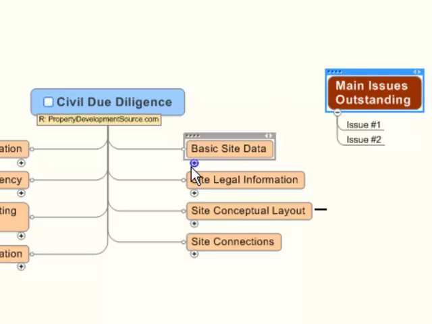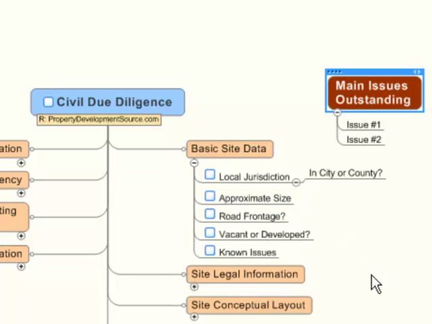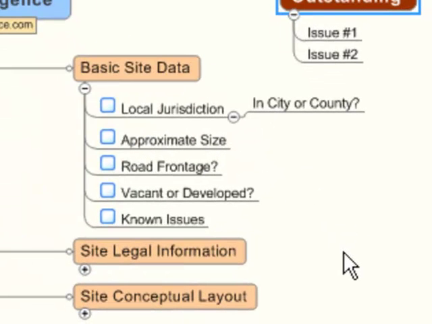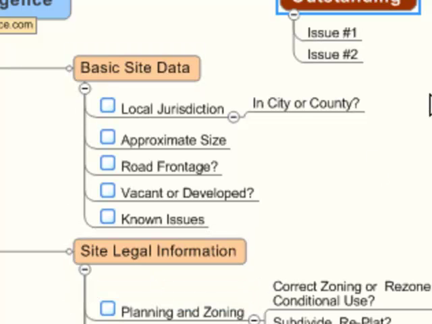Okay, you're going to start off with your basic site data. This is, where is it located, in a city or county, what jurisdiction, the size, what roads it's on, frontage, vacant, and any known issues you can put in here. I'll run right on to the legal information.